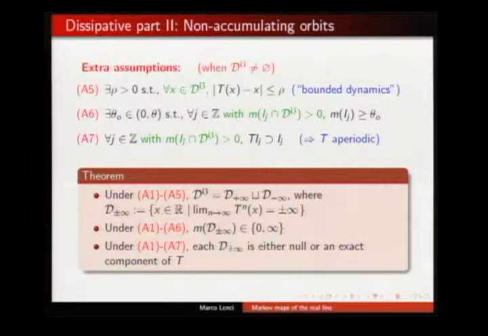And here's the theorem. Under some of these conditions, you can split the omega into two parts: the points that go to infinity and the points that go to minus infinity. Under A6 as well, these two parts have either zero measure or an infinite measure. And especially under A7, they are exact or null. So with this hypothesis, you also have a complete characterization of the exact components for this part as well.